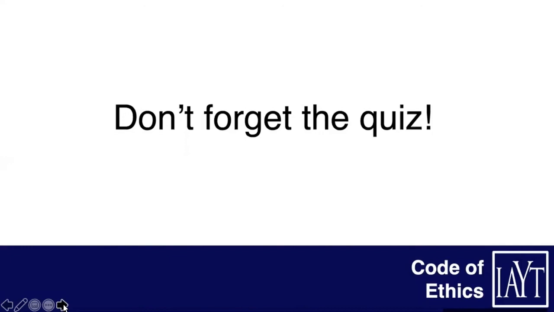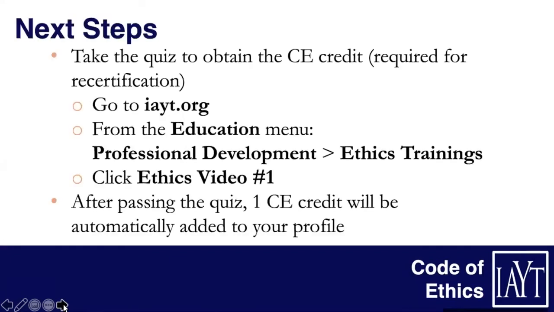Don't forget to take the quiz. The next step is to take the quiz to obtain the CE credit. That's required for recertification. You'll find the quiz on the IAYT website: go to the Education tab, then Professional Development, Ethics Trainings, and click on Ethics Video Number 1. After passing the quiz, 1 CE credit will be automatically added to your profile.